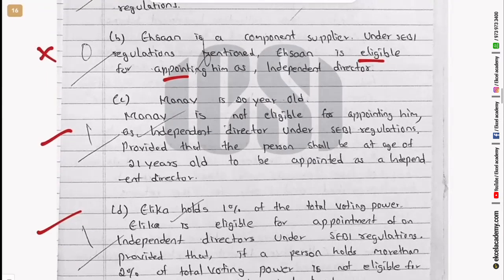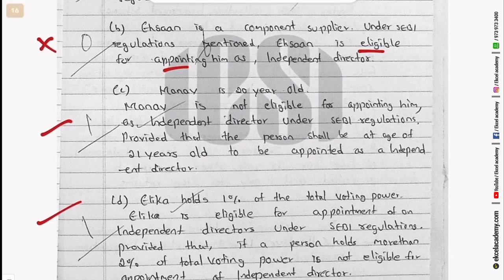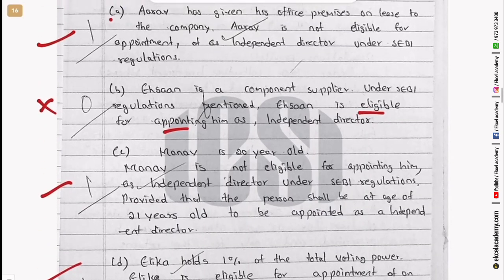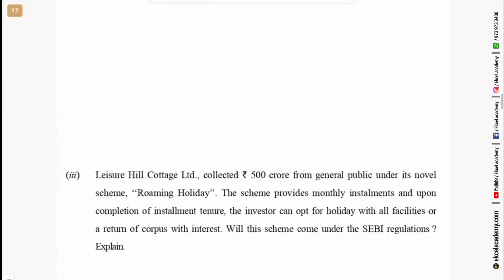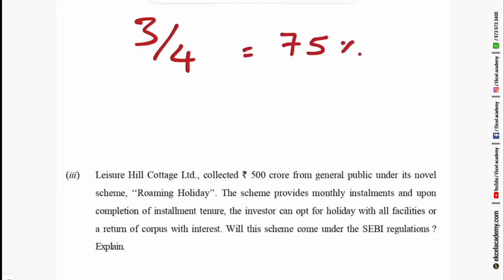You can definitely just take a screenshot. You can just pause it and see. So that is great. He has got 3 out of 4. What is 3 out of 4? 3 out of 4 is 75% of the marks, which is just brilliant.